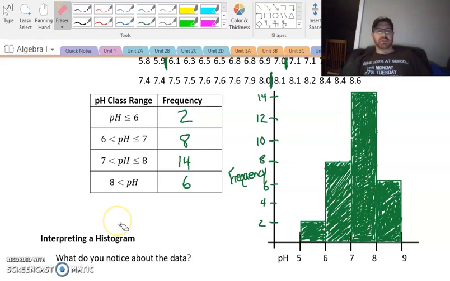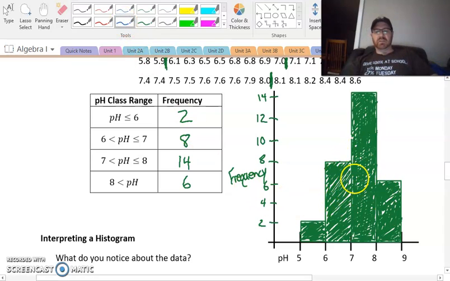So let's interpret this a little bit. What do I notice about the data? Well, we mentioned skewing before. Since there's only 4 classes, it's not as easy to see, but you can see we have these couple of lower values. So we might say this is a little bit negatively skewed or skewed to the left. And again, we're talking about what the mean is compared to where the majority of the data is. The majority of the data you can see is between 7 and 8. The mean is going to get skewed to the left a little bit here because of these low values.